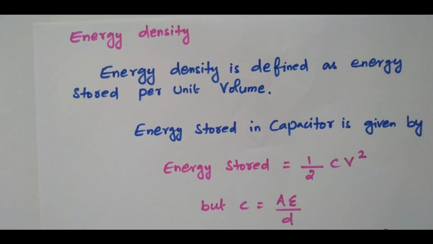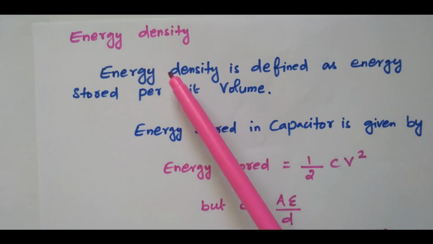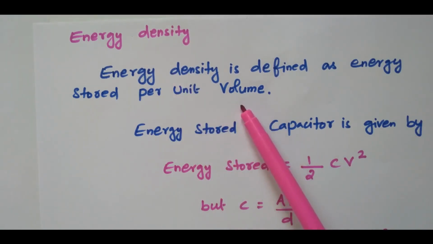Now we'll see the energy density. What is energy density? Energy density is defined as the energy stored per unit volume. Density always means we are referring to either length, area or volume. Here we are referring to the volume. Energy stored per unit volume is nothing but energy density.